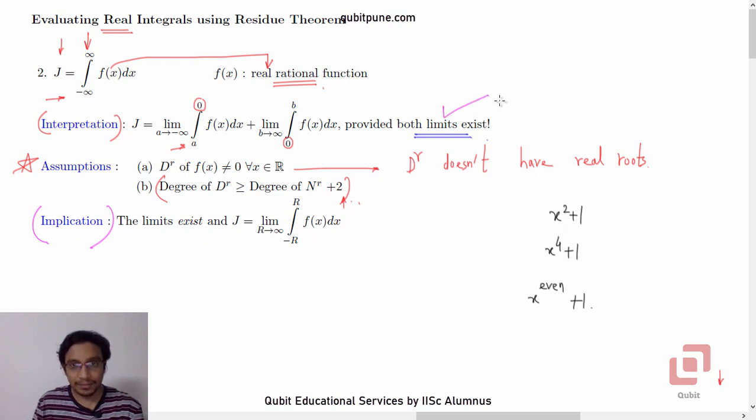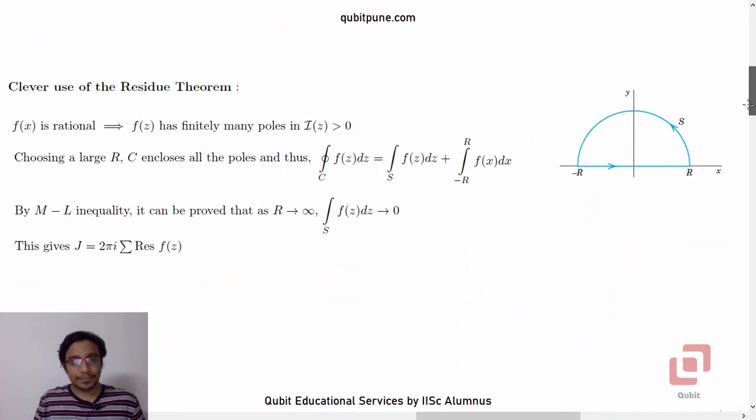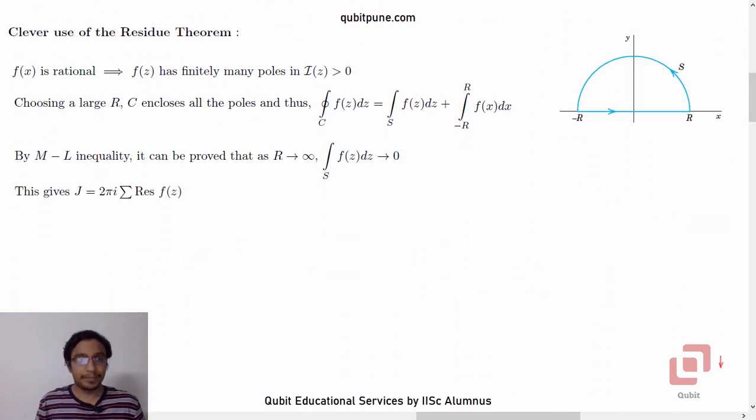the limits exist, and you can now actually introduce a single real variable R and combine them. If R tends to infinity, then J will be equal to the limit as R tends to infinity of the integral f(x) with respect to x from minus R to R. So there is no need to write two separate limits. So this is as far as the real integrals are concerned. Let us now bring in the residue theorem.